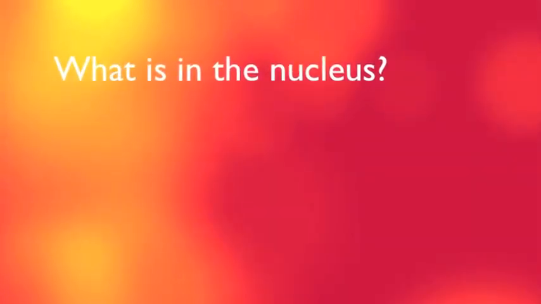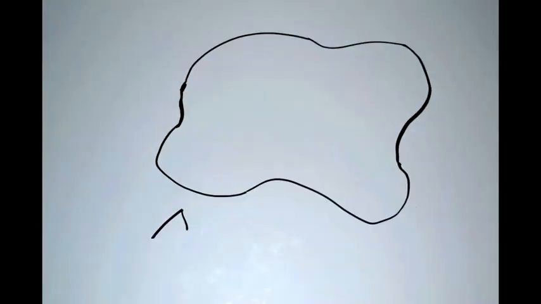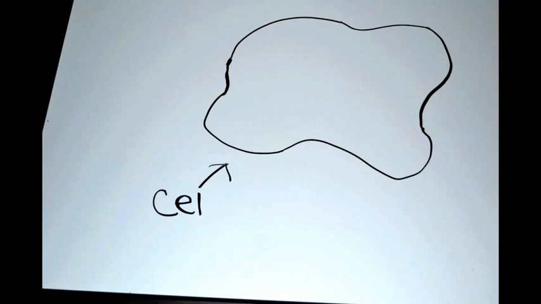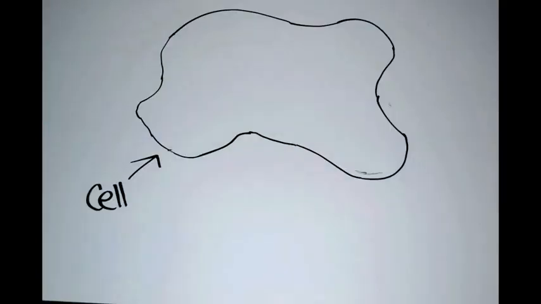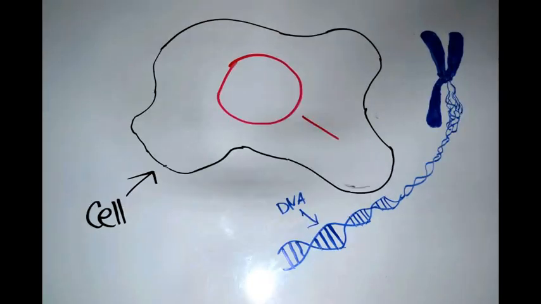What is in the nucleus? Inside of the nucleus are two important structures, thread-like structures called chromosomes. The chromosomes contain the cell's genetic material called DNA, which contains all the instructions needed to make a cell work. DNA makes up a cell's genes, which are the basic units of heredity.